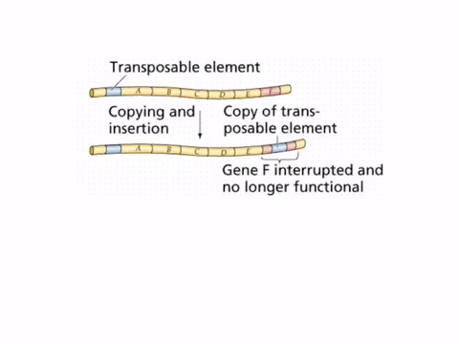So here's a diagram of that. Here we have this transposable element. This is a transposon here, this little blue piece. In this case, it copied itself, or it was copied, and it inserted itself over here in the center of gene F, and it interrupted it, and the gene became no longer functional because of that. So that's an example of transposons or transposable elements.